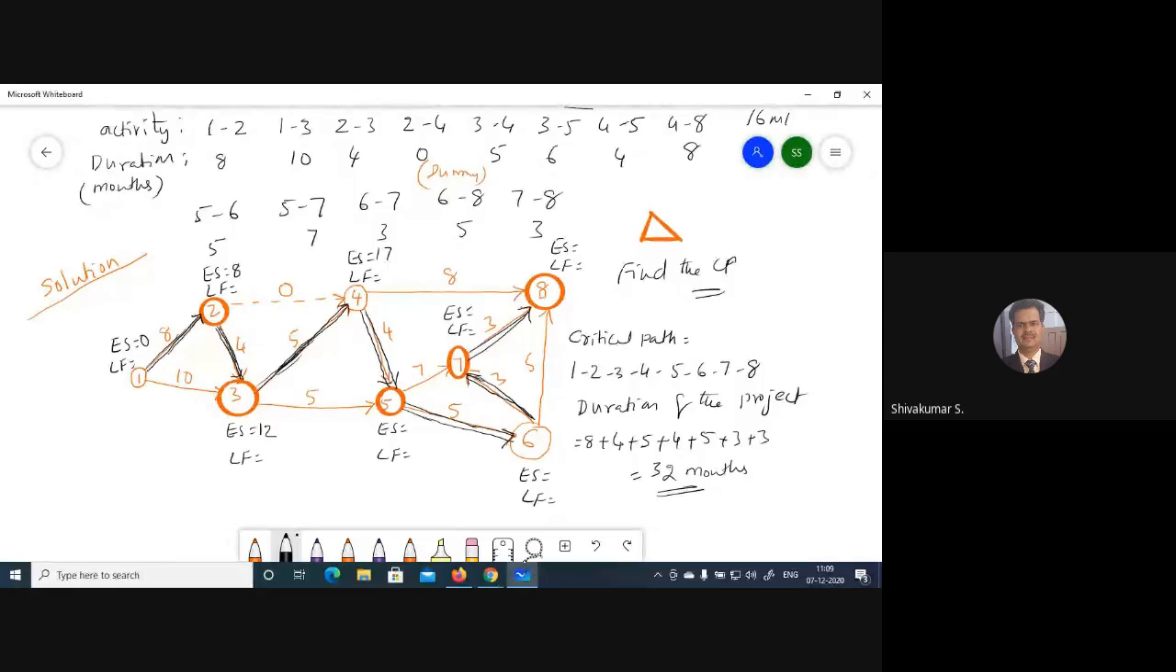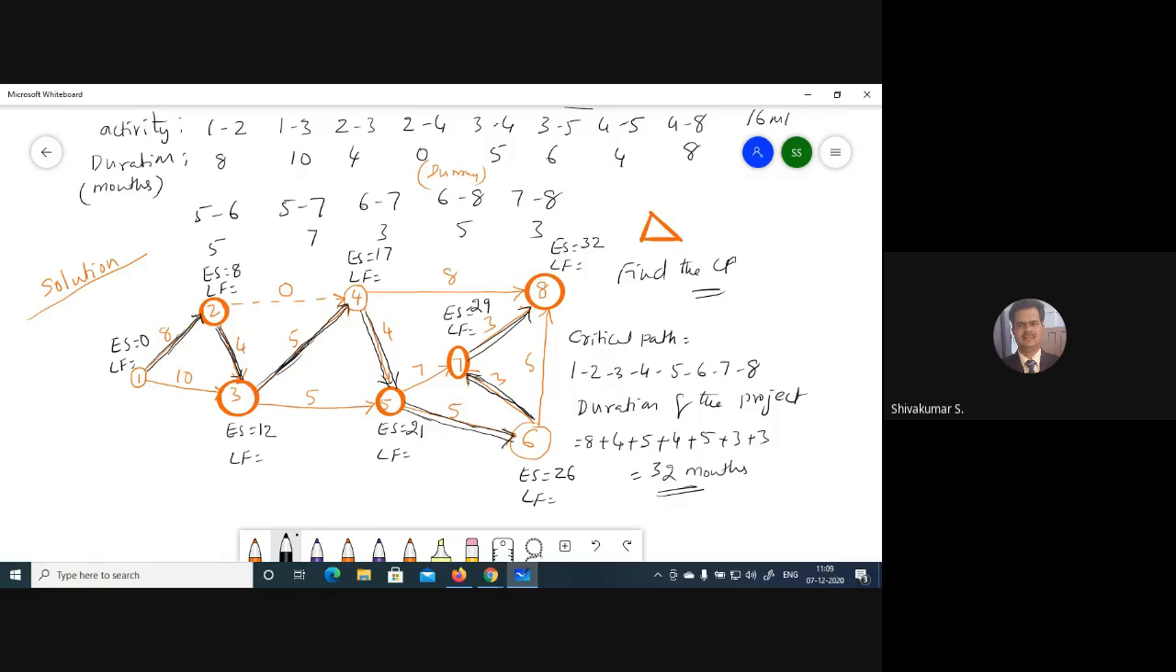Next, the 5th unit. 12 plus 5, 17. But here, 17 plus 4, 21. Take the highest value. 5 to 6. 21 plus 5, 26. 6 to 7. 26 plus 3, 29. 21 plus 5, 28. So, highest value, 29. Next, 8. 17 plus 8, 25. 29 plus 3, 32. 26 plus 5, 31. Write the highest value, 32.